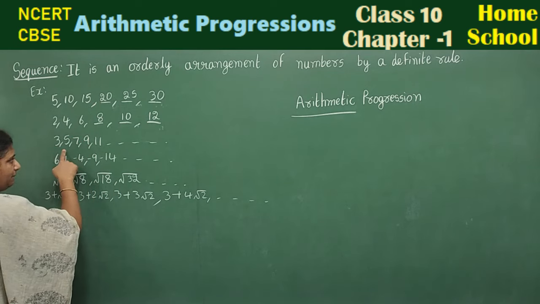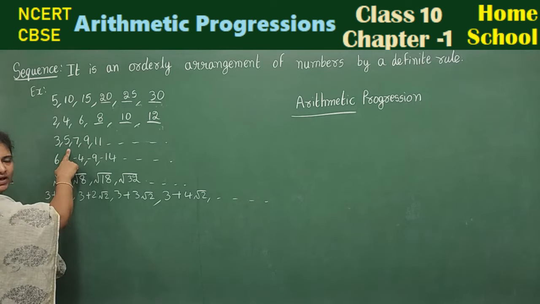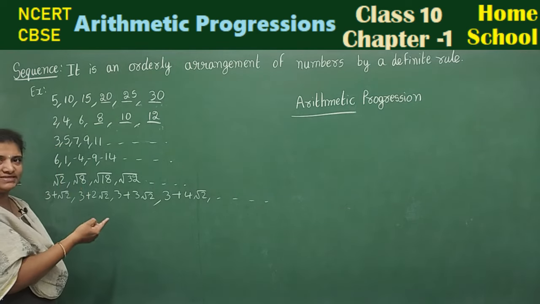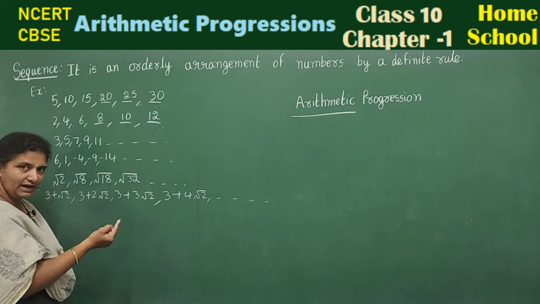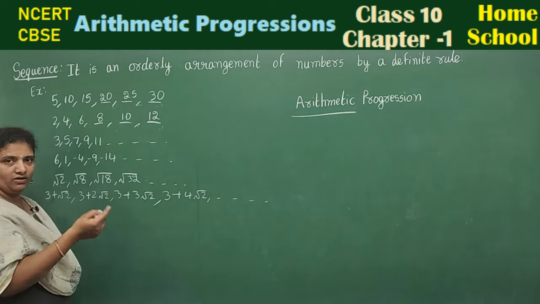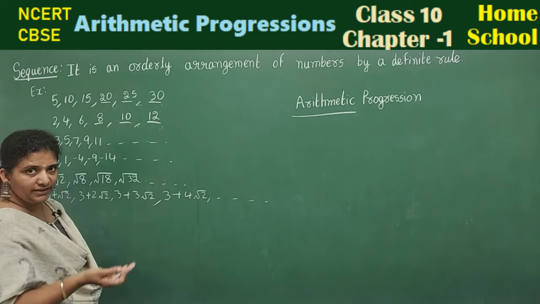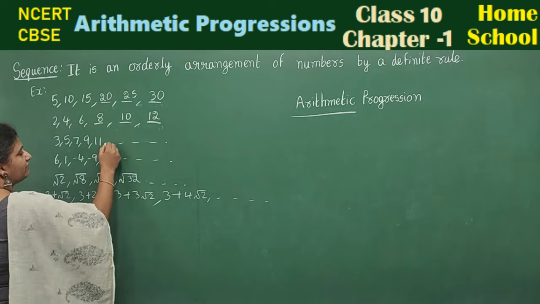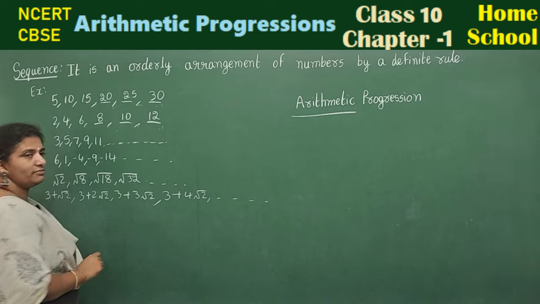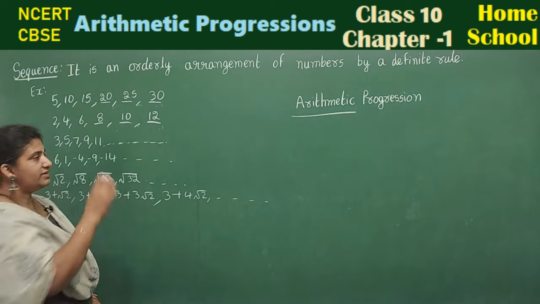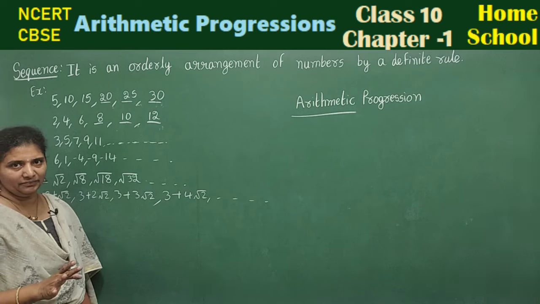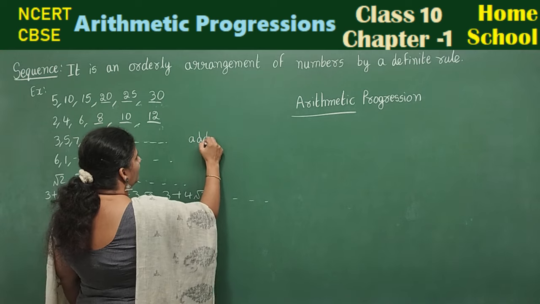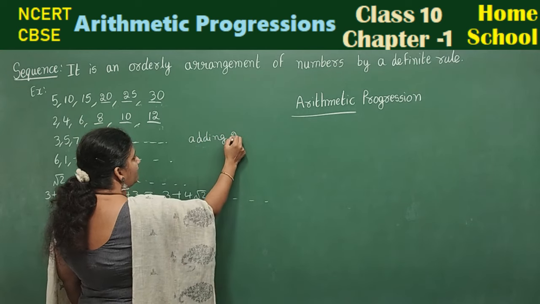Let us see the third example. 3, 5. How can we get 5? 3 plus 2 is 5. 5 plus 2, 7. 7 plus 2, 9. 9 plus 2, 11. What will be the next numbers? 13, 15. Like this, you can guess the next numbers. But I have written here, so on. So on means where it ends, we don't know. The sequence is never ending. Okay, what is the rule behind this? Adding 2 for every number.